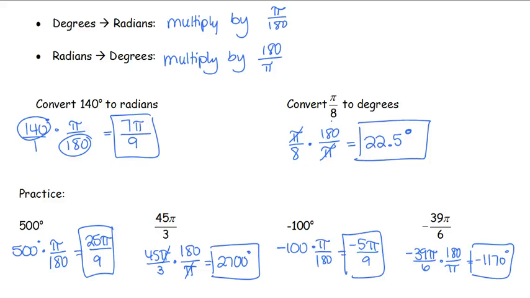The first one, we are converting to radians, so we want pi on top. When we reduce our fraction, we have a negative 5 pi over 9. With our last one, we have radians. We want to get rid of that pi, so we have degrees left, so those pi's cancel. We multiply a negative 39 times 180 divided by 6, and we get a negative 1,170 degrees. It's only a minute shy of 20, but at least it's under 20, and we are all done.